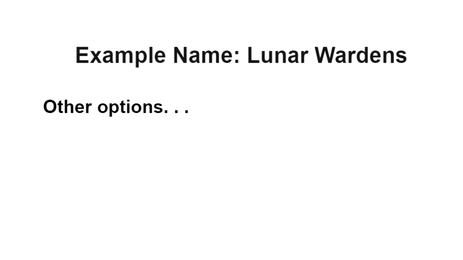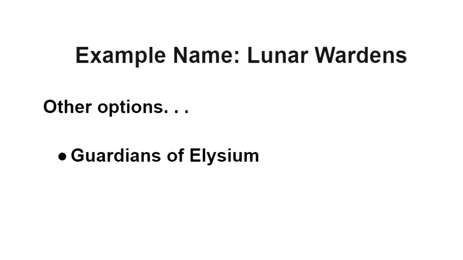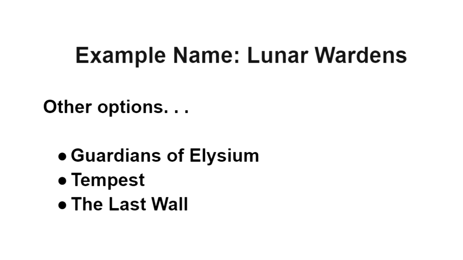And so now for my example faction, I want to pick out a name that represents people trying to protect nature through any means necessary. I ended up going with the name Lunar Wardens. A few other options could have been Guardians of Elysium, Tempest, or The Last Wall. You can see how each of these still conveys a similar sense of trying to protect nature, but they each have their own little twist or slightly different focus.